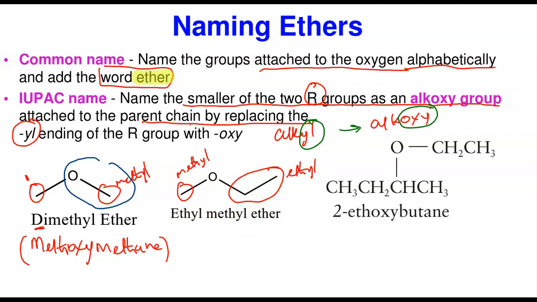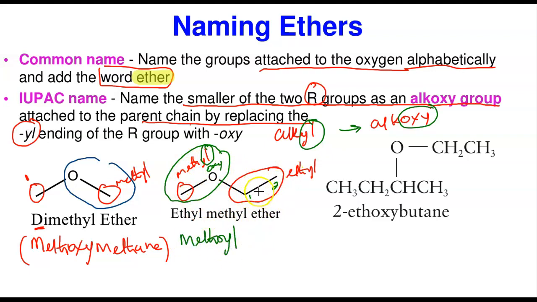Now if I want to name this by IUPAC, the longest chain will be from here, 1 and 2. So this will be my attachment. Remember, if I'm going to name one of them as the attachment, I change the YL to OXY, so it's going to be methoxy. So the attachment is methoxy.